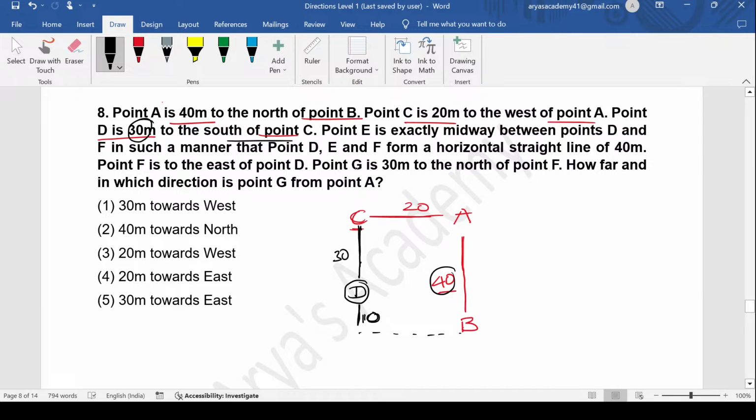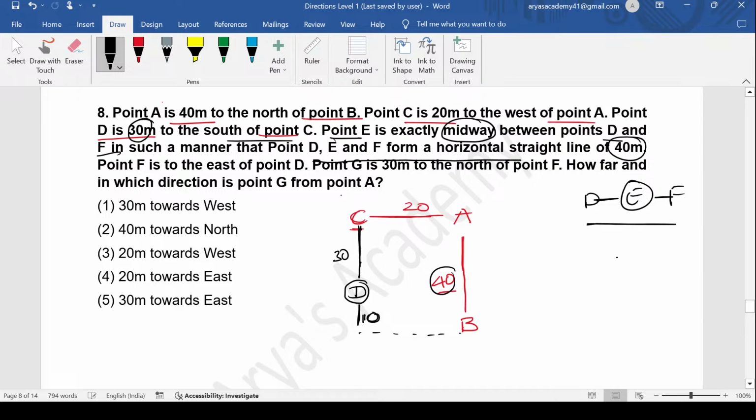Okay. Then now go for point D. Point E is the exact midpoint between which two points? D and F. I think we have solved this question already. Let's see. Points D, E, F form a horizontal straight line. Earlier we had a vertical straight line, but now we are having a horizontal straight line. E is the midpoint of D and F, and this time very clearly mentioned horizontal. Horizontal straight line means this way, from east to west.